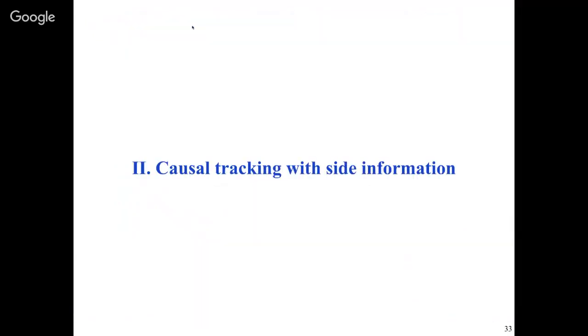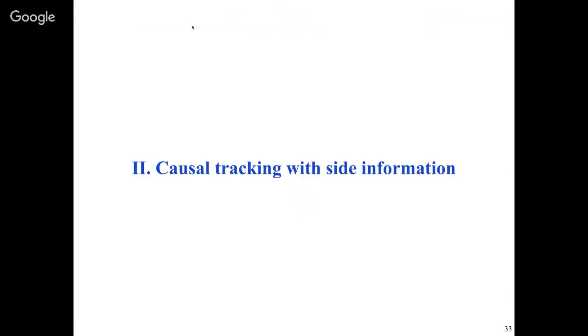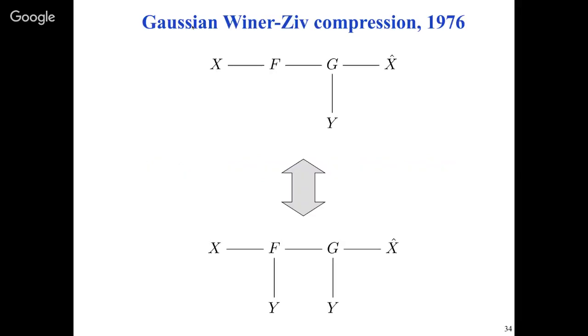And this brings me to part 2. As I said, parts 2 and 3 are only going to give you the most basic idea, but there are almost no formulas in this. So let's just look at how these tools can be generalized to these other settings. This setting, causal tracking with side information, has as its non-causal counterpart Gaussian Wyner-Ziv compression.